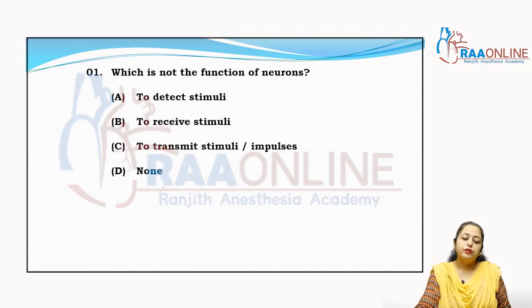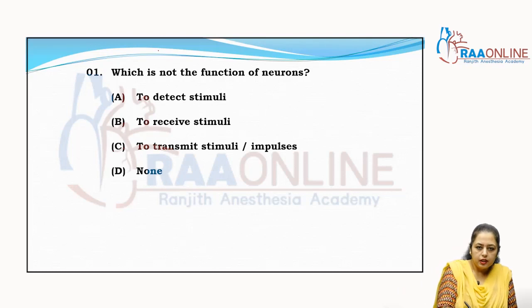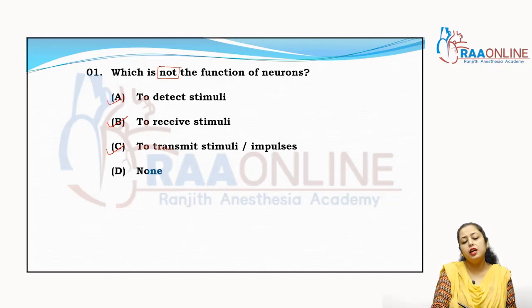Now come to the first question: which is not the function of the neuron, right? That 'not' is very important, right? To detect stimuli, that is the function of the neuron. To receive the stimuli, that is the function of the neuron. To transmit the stimuli and impulses, that is also the function of the neuron. So the answer is none, right?